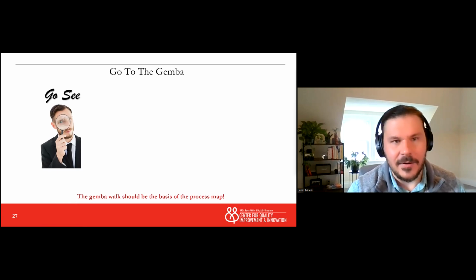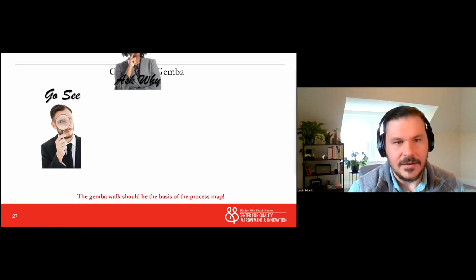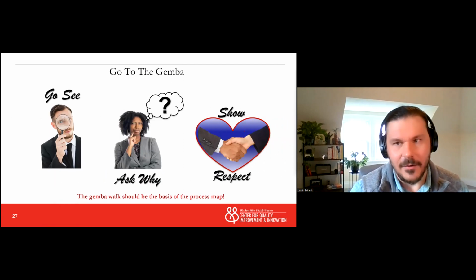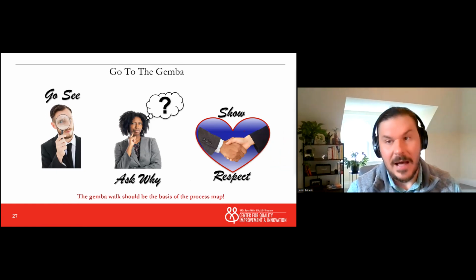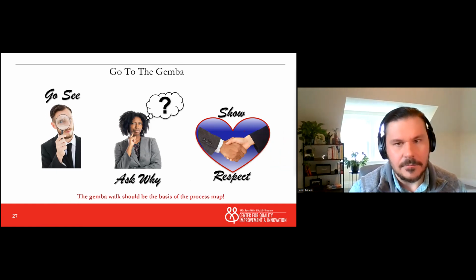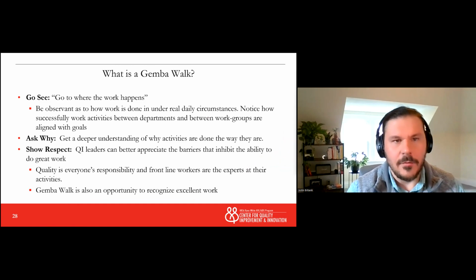And so there are 3 steps to a Gemba walk, and that's go see, ask why, and show respect. Those are the 3 things we want to do before we map the process. We want to actually tour that process with the eyes of our patients and clients. So we're going to go to where the work happens. We're going to be observant. We're going to observe some things under daily circumstances.